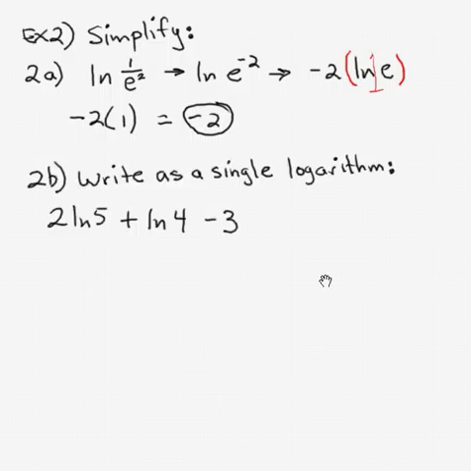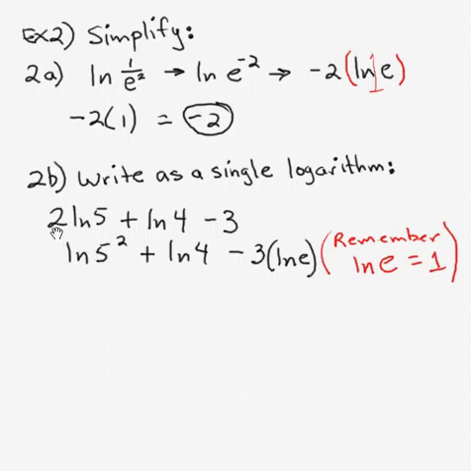That's negative 2. Write this as a single logarithm, so we've got to practice the laws of logs that we learned earlier this chapter. When you have a number times a log, that number is the power that the 5 is being raised to. So 2 times the natural log of 5 is the same as the natural log of 5 squared. Now this one's a little tricky. There's no natural log here. How can I write that?